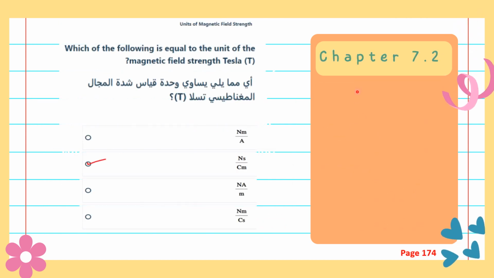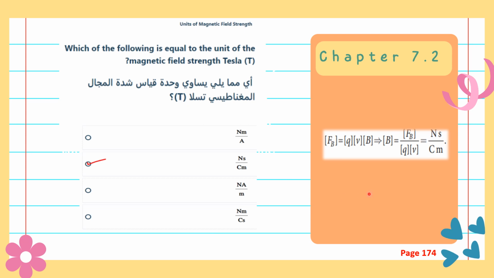What about the next question from chapter 7.2? Which of the following is equal to the unit of the magnetic field strength, Tesla? So Tesla is equal also to what unit? Is it Newton per meter over A, NS over CM, NA over M, or NM over CS? So what do you think?